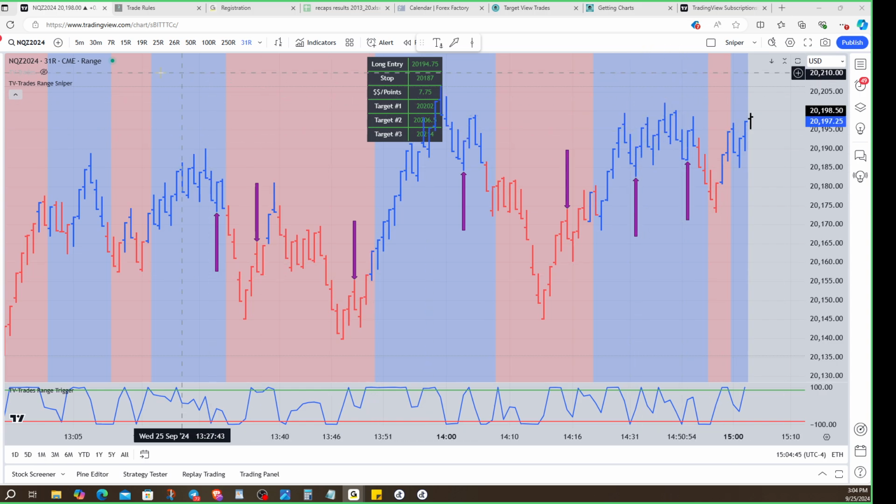All right, so this is just the NQ today on the 31 range with the basic sniper. It's just a sniper chart.